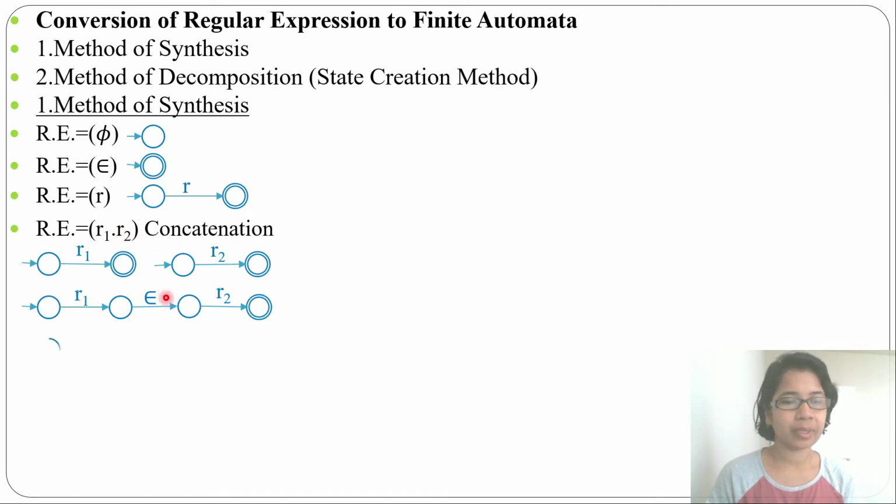You can simplify this without writing epsilon. You can write directly: this is R1, this is R2. Just change this final state to non-final.